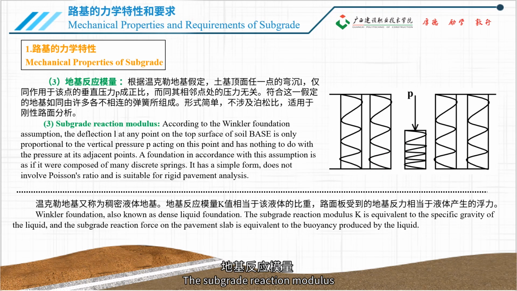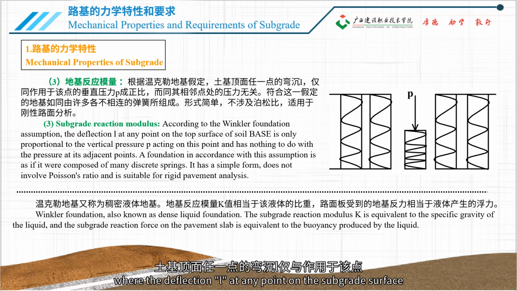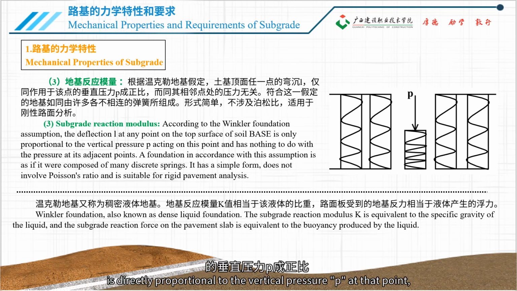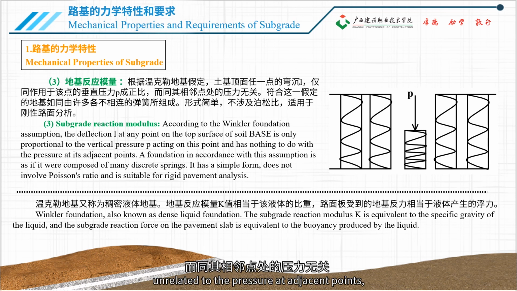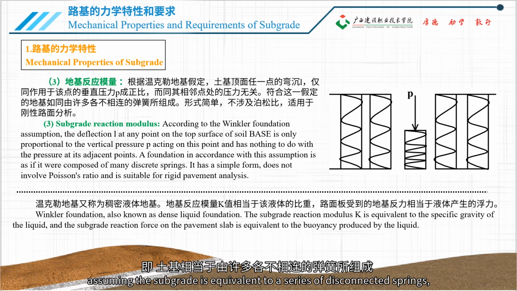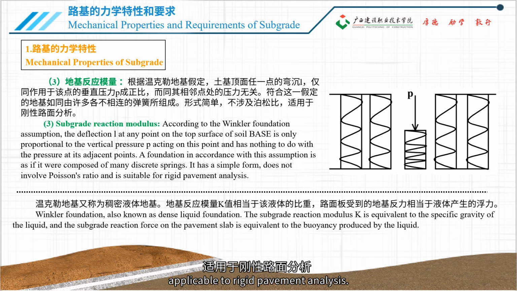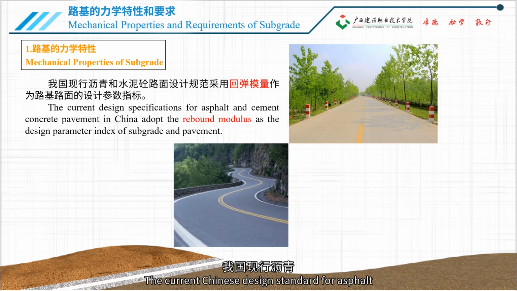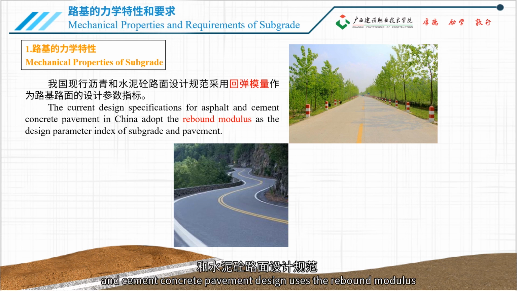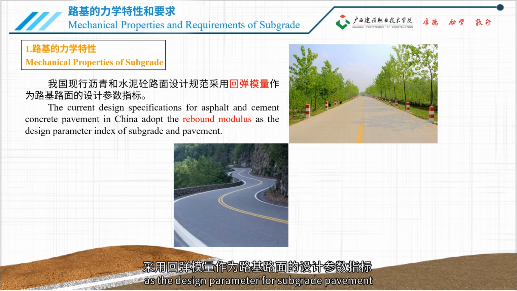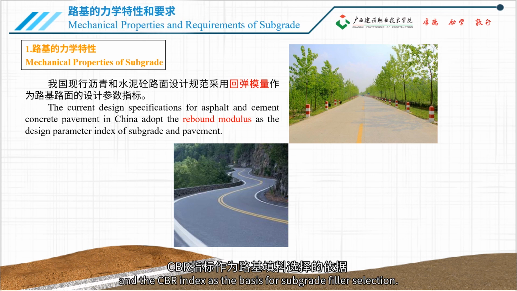The subgrade reaction modulus is based on the Winkler foundation assumption, where deflection L at any point on the subgrade surface is directly proportional to the vertical pressure P at that point, unrelated to the pressure at adjacent points, assuming the subgrade is equivalent to a series of disconnected springs applicable to rigid pavement analysis. The current Chinese design standard for asphalt and cement concrete pavement design uses the rebound modulus as the design parameter for subgrade pavement and the CBR index as the basis for subgrade filler selection.